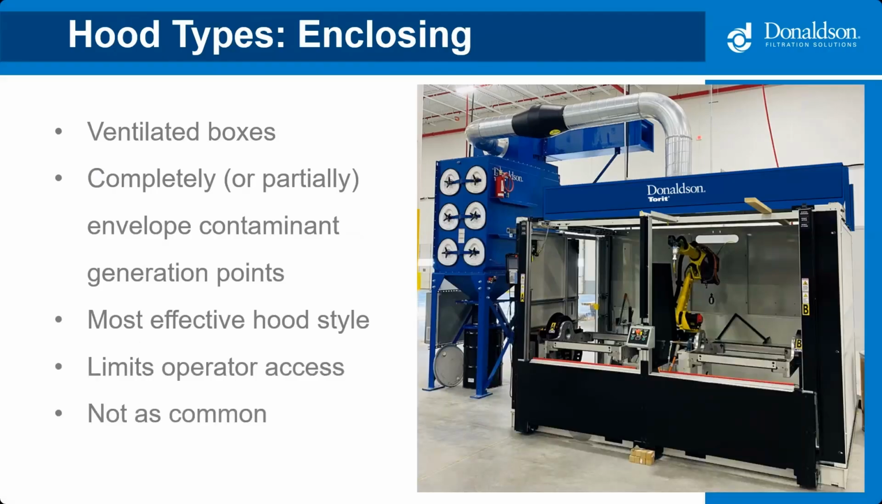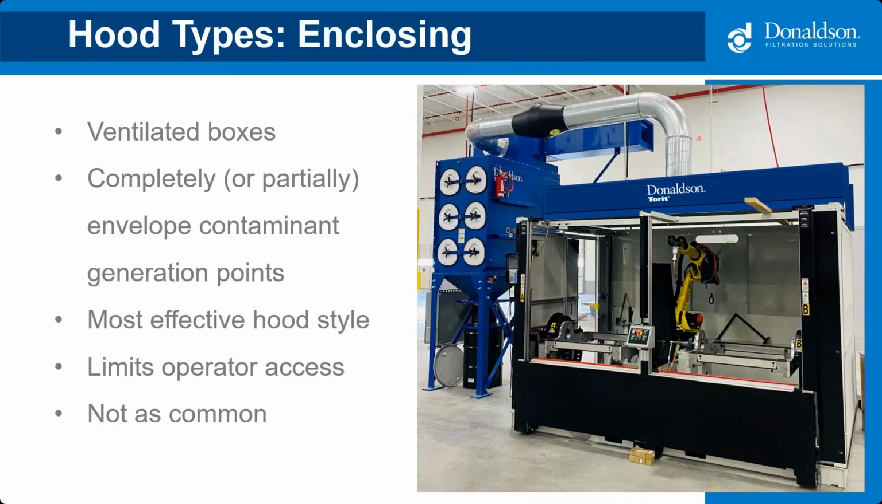So we'll talk a little bit about some different types of hoods. At a very high level, there are two main types of hoods. There's an enclosing hood, which is essentially a ventilated box that completely or partially envelops the contaminant during the process. Although it's the most effective hood style, it can somewhat limit operator access to a process, so they are not as common in dust collection systems as we'd all like to see.